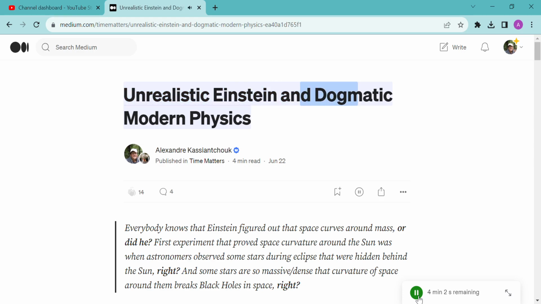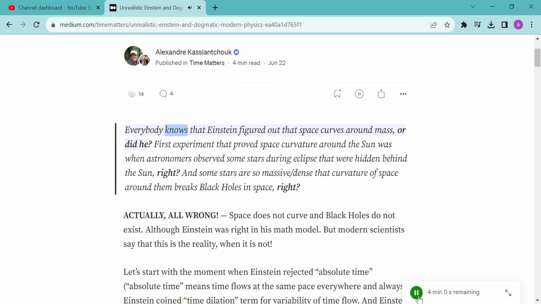Unrealistic Einstein and Dogmatic Modern Physics. Everybody knows that Einstein figured out that space curves around mass, or did he?